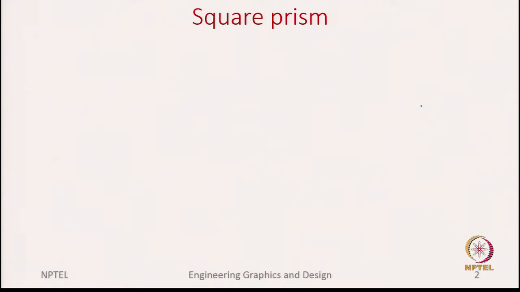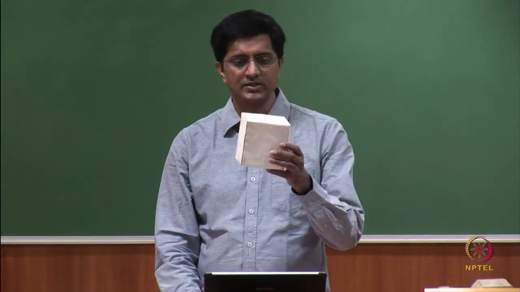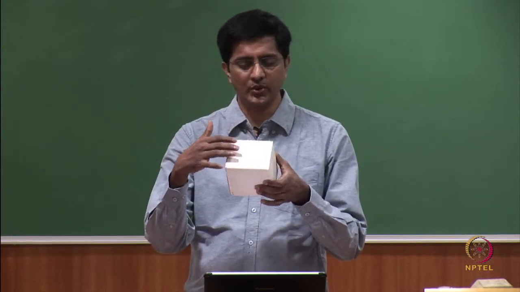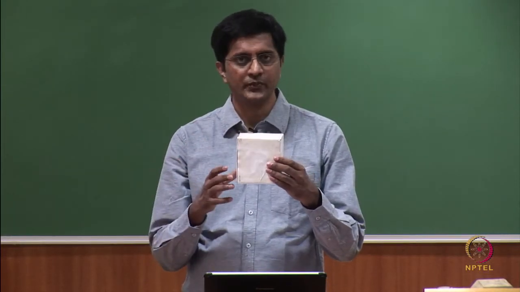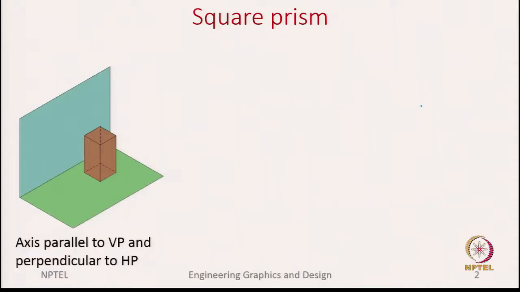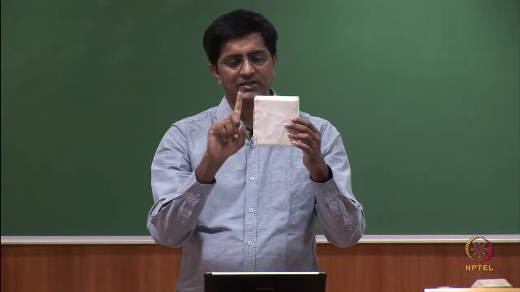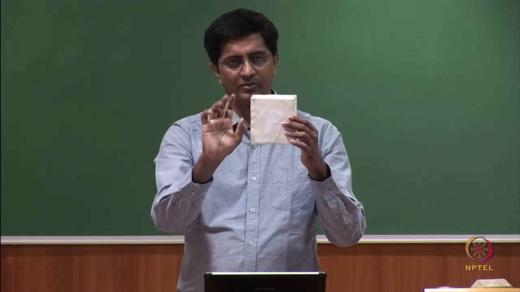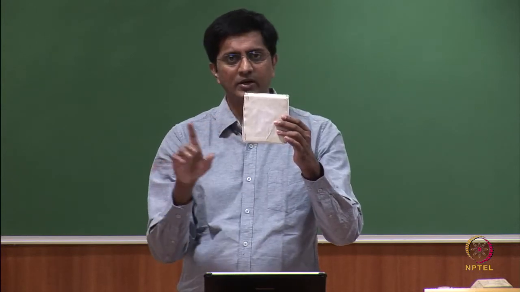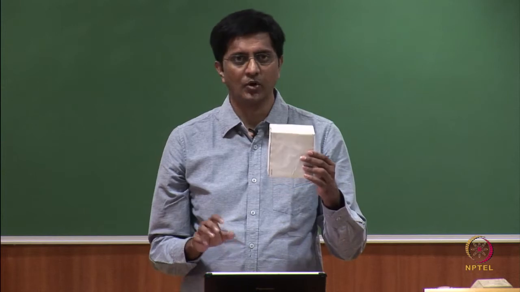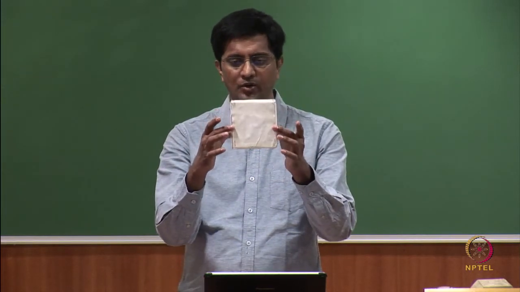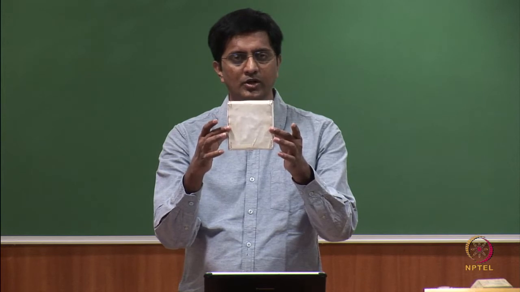So, what I will be showing is the square prism, something like this. Let us assume that this cross section is square and this is the height of this prism. Okay. So, we can show this prism in different orientations. The first one says that the axis is parallel to the vertical plane. So, let us say this is the height and this is the vertical plane. The axis is now parallel to the vertical plane and perpendicular to the horizontal plane. Okay. So, now we are placing it in a neat orientation which is simple to draw the projections.